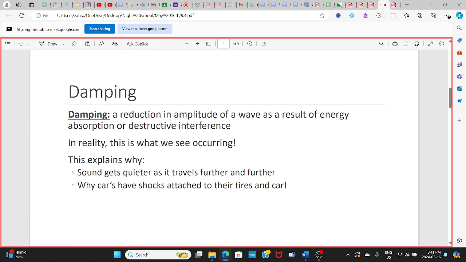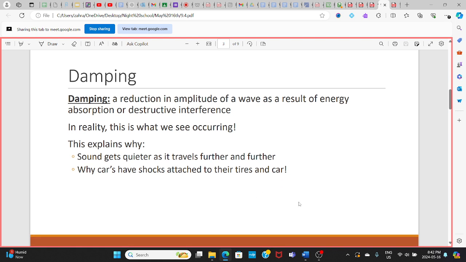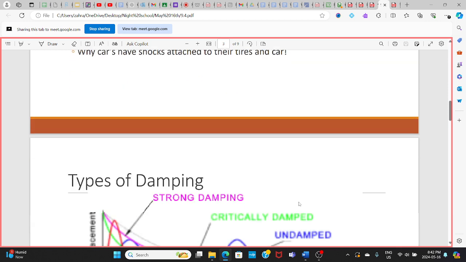Now, damping is a reduction in amplitude of a wave as a result of energy absorption or destructive interference. What is actually happening in reality? When damping happens, when you hear a noise, it gets quieter and quieter as it travels forward and forward, right? Like why cars have shocks attached to their tires, because they want damping frequencies, right?